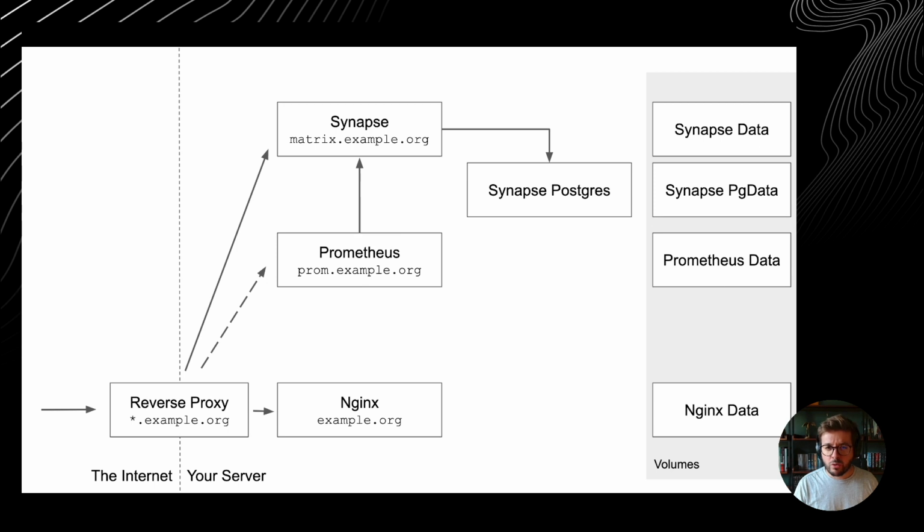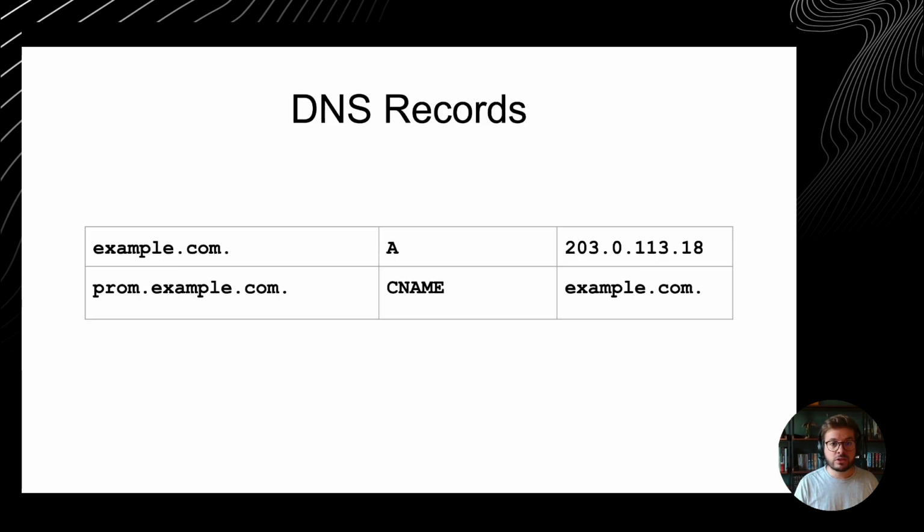We're going to temporarily expose Prometheus on the internet to make sure everything is running smoothly before restricting it back to the internal network. To do so, we will need to add a CNAME record for it. The A record is what translates the domain name into the IP address where the server can be found. The CNAME record is a sort of redirection that will tell you if you try to resolve this domain, you need to actually resolve this other one.